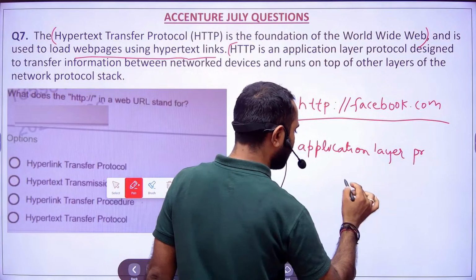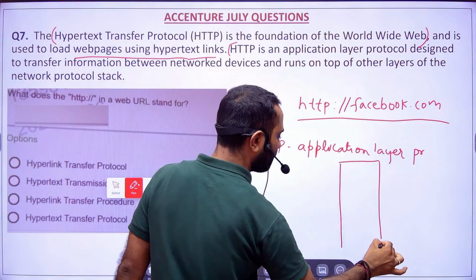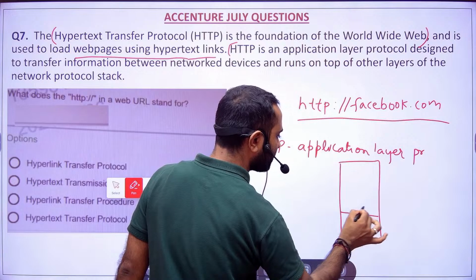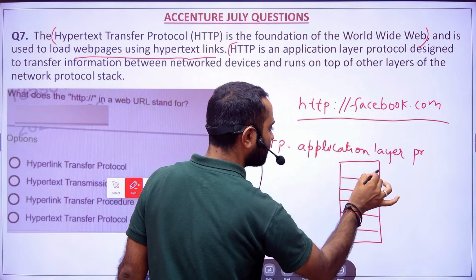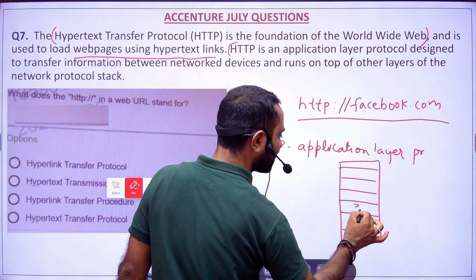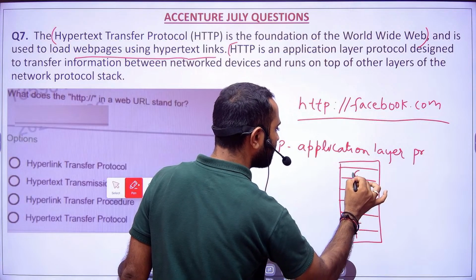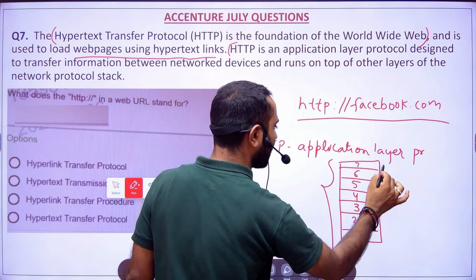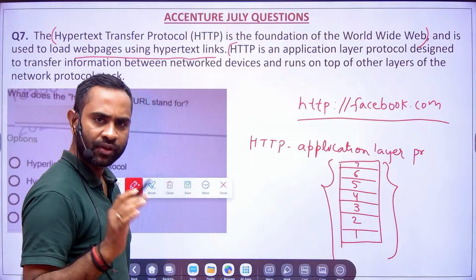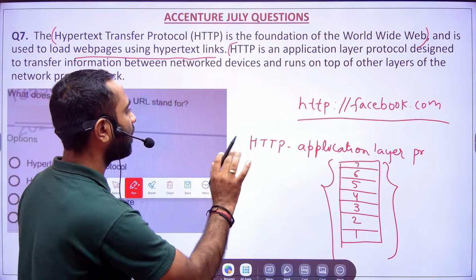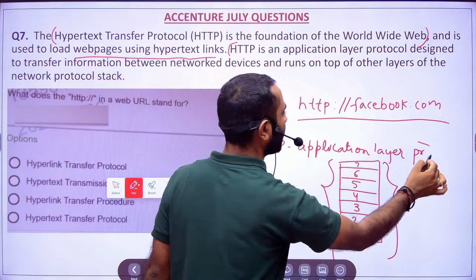Basically, you know about the OSI model, right? We have basically 7 layers, and in these 7 layers we have the application layer. So HTTP will be on the application layer. This is one additional thing.